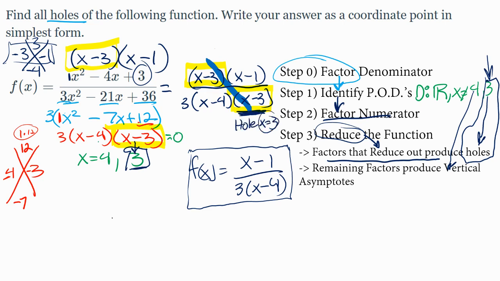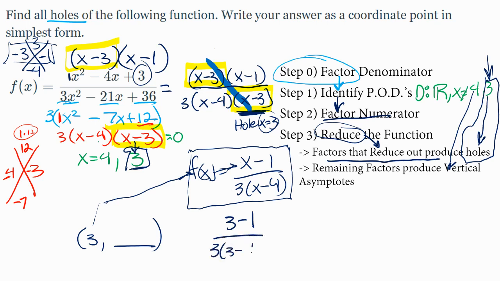My job though is to determine what coordinate it's at. So you decide to plug in 3 to your reduced version of the function. So we take 3 and plug it in here. Not the original function, in the reduced version. In the original function, you should just get an undefined result. So we should get 3 minus 1 over 3 times 3 minus 4. And then you reduce that out. You should get 2 on the top. You should get a negative 1 on the bottom times 3 gives you a negative 3 y-height result. So the hole is at the coordinate 3, negative 2/3.